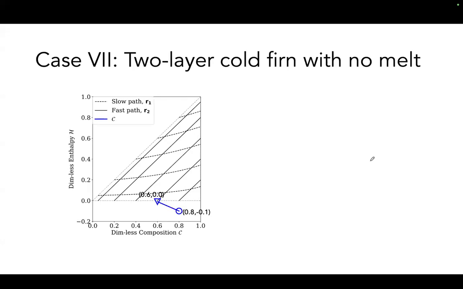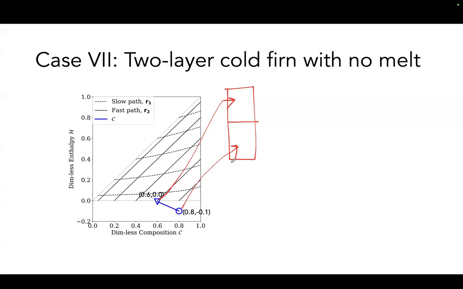In the case of cold Firn, the properties or the formula change slightly from the case of temperate Firn, and we will talk about them as we go along with further cases. So the first case is a two-layered cold Firn with no melt in it. So think about Firn, double layer, and you have this is your top layer, and this is your bottom layer. Top is left and bottom is right.